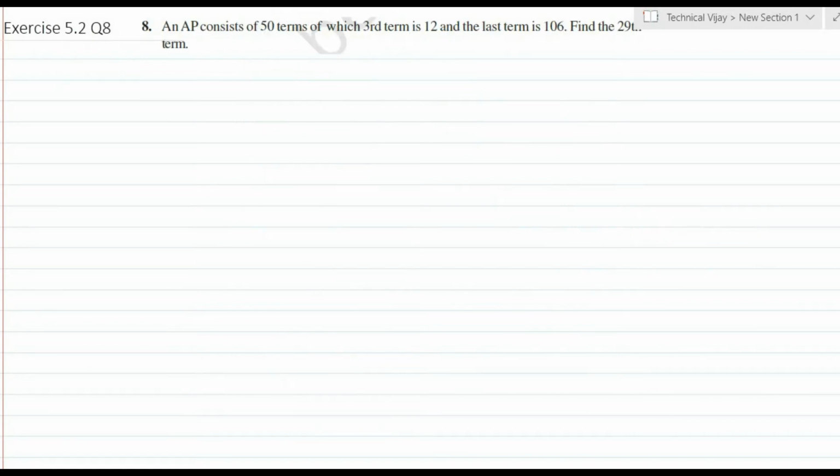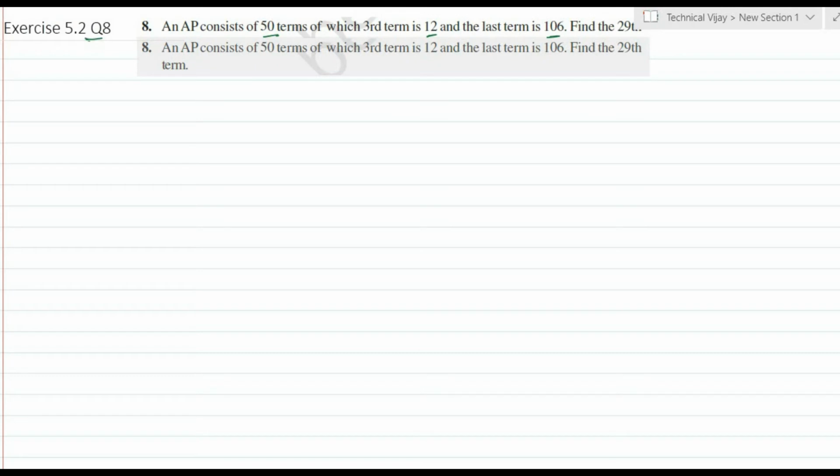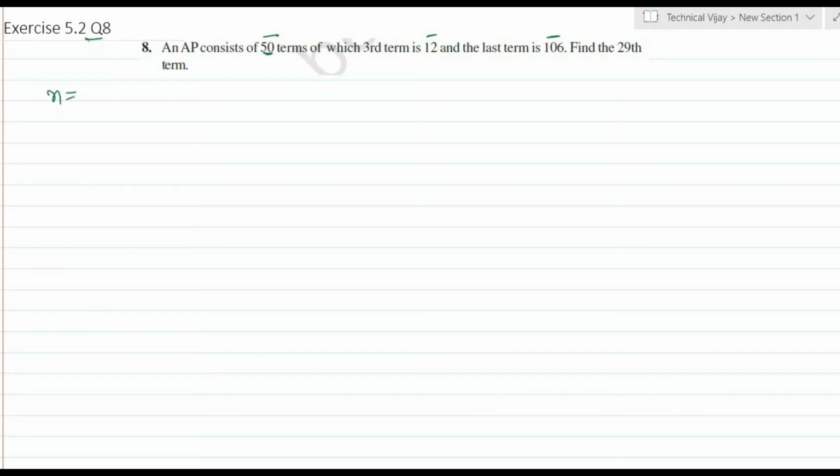We will go for the next one. An AP consists of 50 terms, of which the third term is 12 and the last term is 106. Find the 29th term. Here the total number of terms he has given, that is n is equal to 50. The third term, that is a_3, is equal to 12, and the last term, a_50, is equal to 106, because the number of terms is 50. Find the 29th term, that is a_29 he is asking. a_3 can be written as a plus 2d.